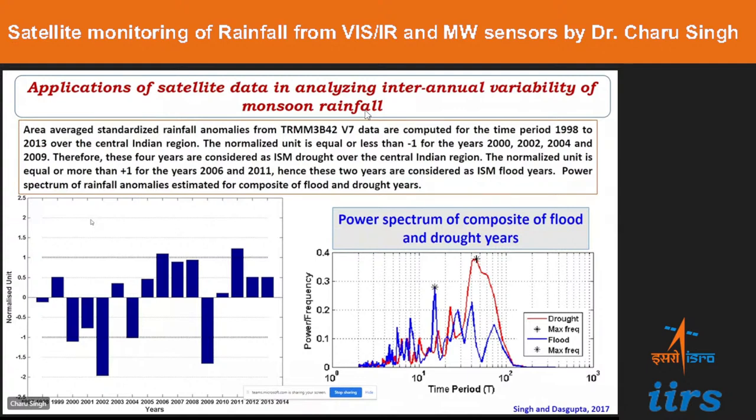For drought years, as you can see, the maximum power is available corresponding to higher time periods. So for the drought years, we get maximum variability corresponding to higher time periods. On the other hand, the variability during the flood years is associated with the shorter time span. Such kind of analysis is possible using satellite-based data sets.